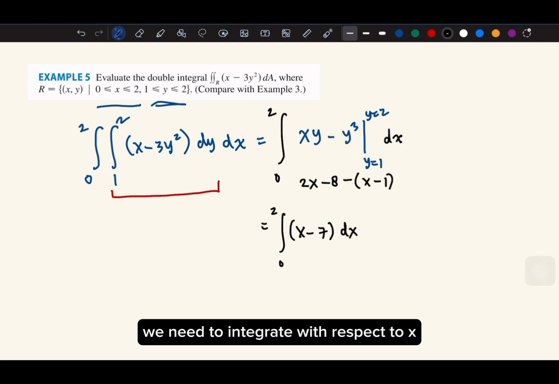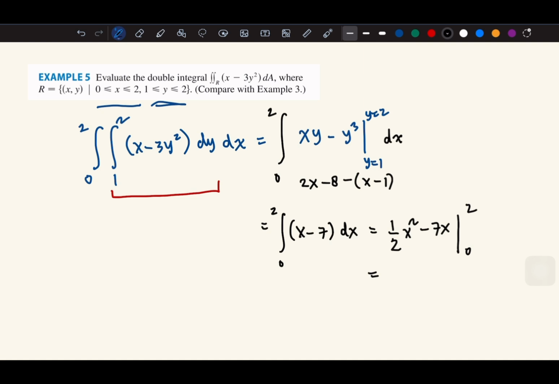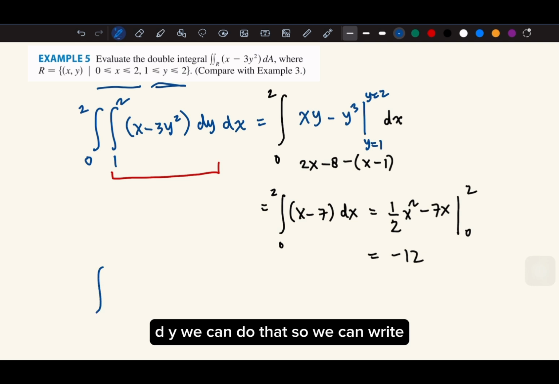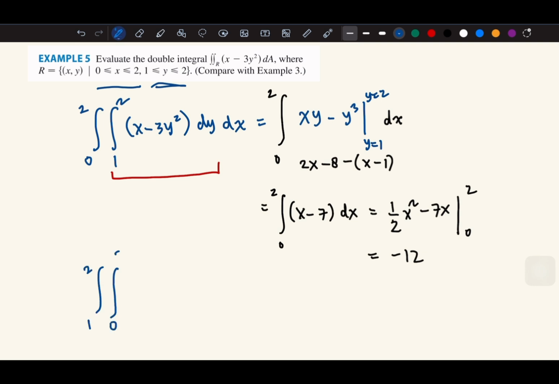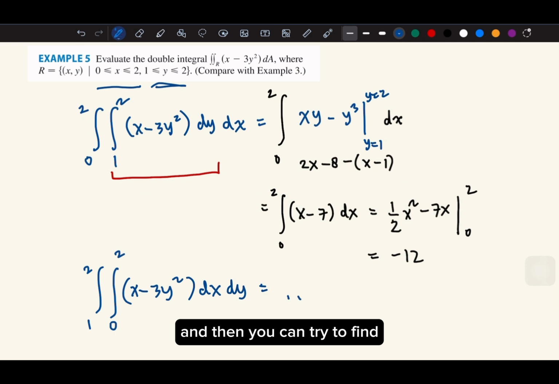We need to integrate with respect to x, which we get half x squared minus 7x, and put everything inside, 0 and 2. And you will see that we have 2 minus 14, it's 12, so negative 12. And the same thing, if you want to start with dx dy, we can do that. So we can write like this, x minus 3y squared, and then dx dy. Okay, and then you can try to find.